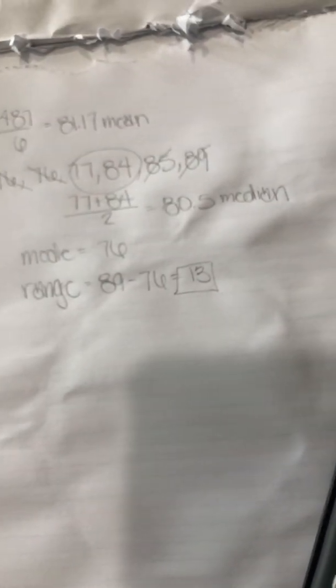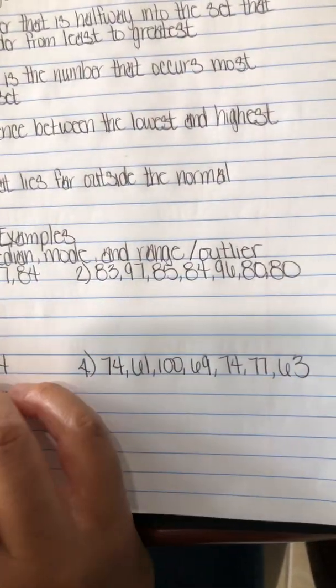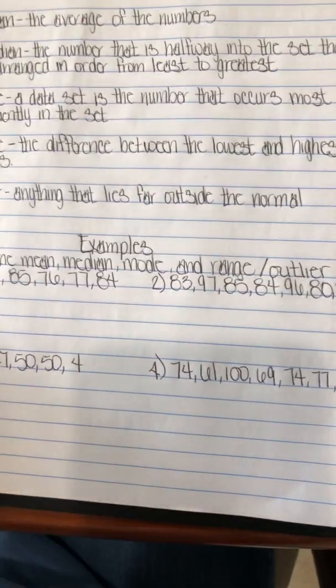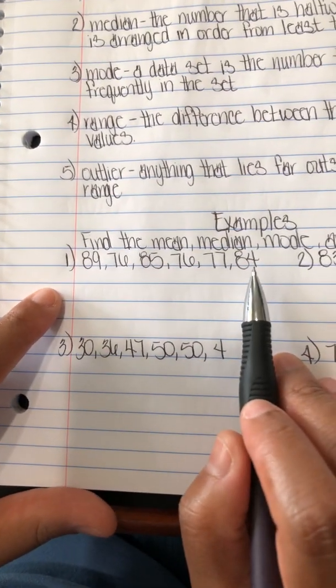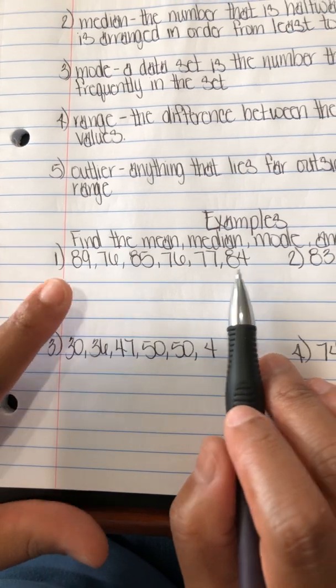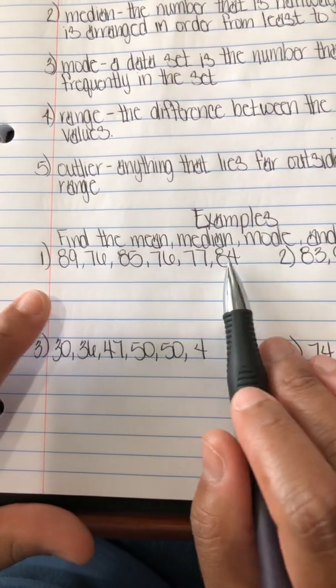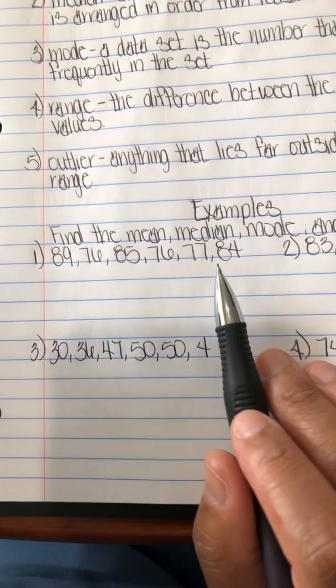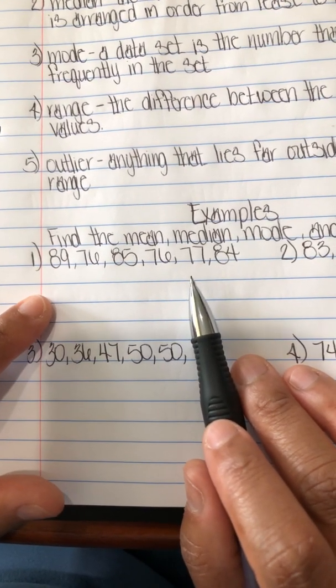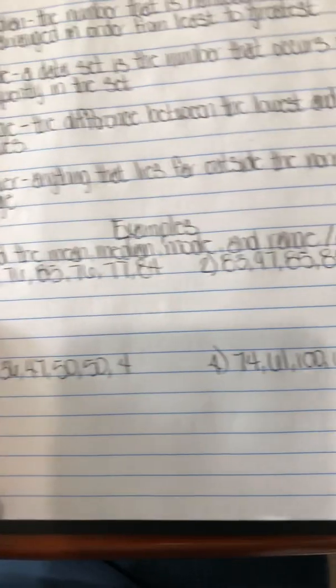All right, next one. It asks me if I have an outlier. An outlier means that you are looking for the number that is way out of what our normal numbers are. Being that all of our numbers are very close together, I have no outlier for this one. So for this one, I would just say that I don't have an outlier. So no outlier.